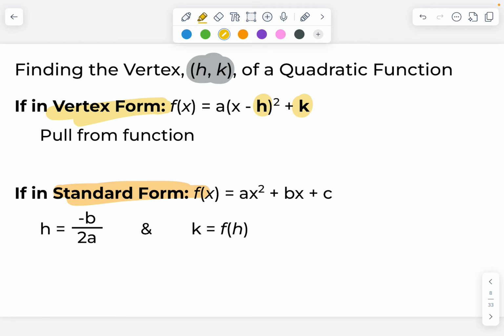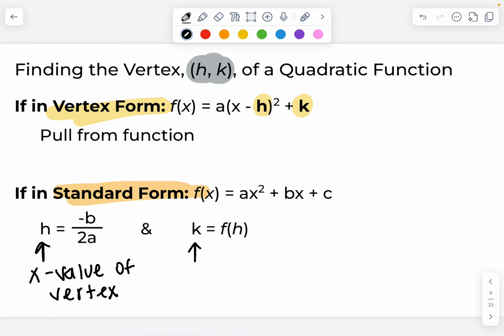If we think about standard form of a quadratic, we referred to this when we were solving quadratics using the quadratic formula. We have our a value in front of the x squared, b is in front of the x, and then c is our constant. That's our standard form. The way we find the x value of the vertex is we take negative b over 2 times a. That is how we find the x value of our vertex.